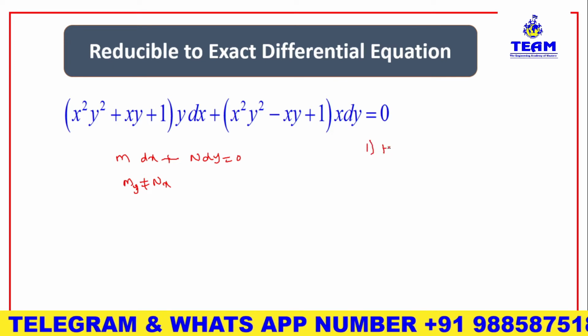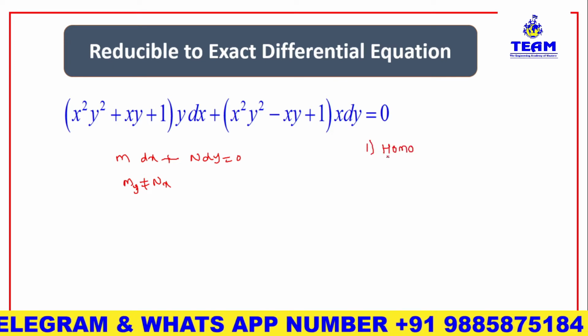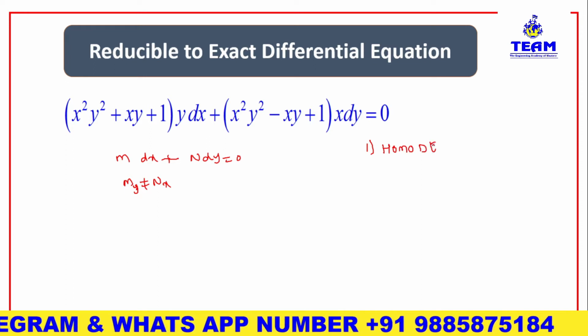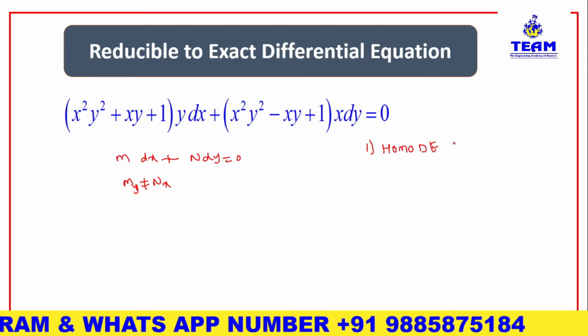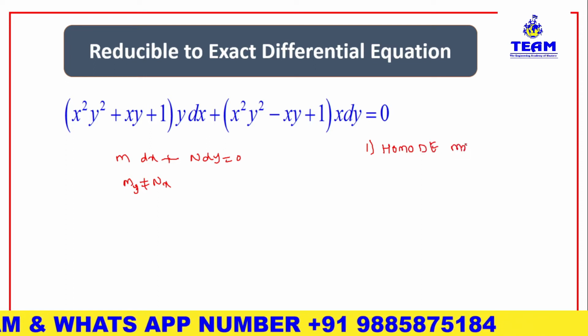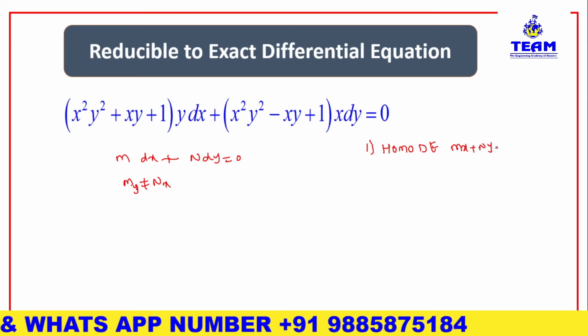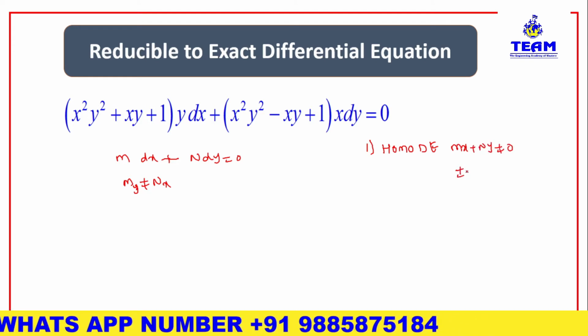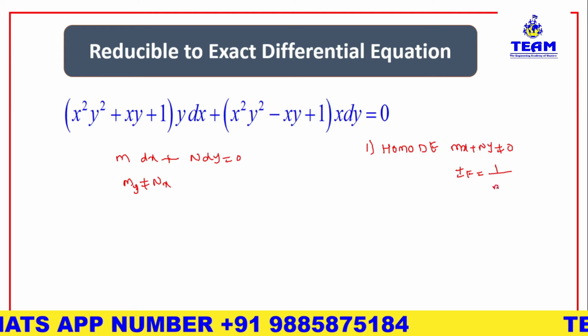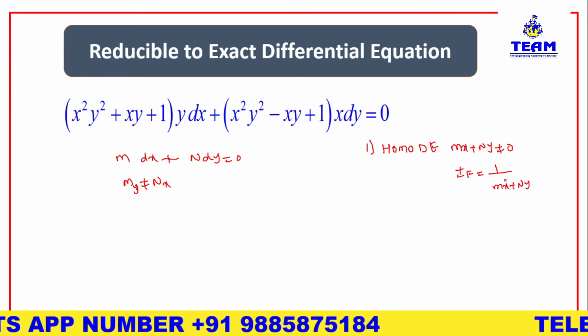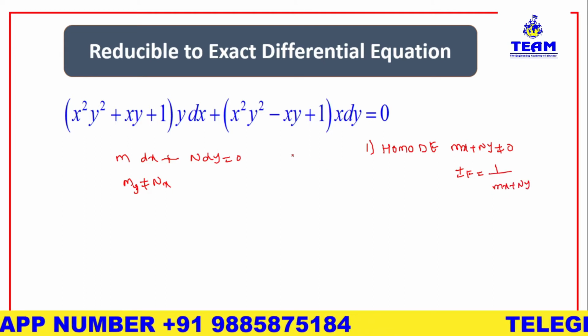What are the methods we have to find the integrating factor? First method, friends, you have to find whether the given differential equation is a homogeneous differential equation or not. If it is homogeneous, then what you have to do? You have to verify Mx plus Ny not equal to 0. Then in this case, the integrating factor is 1 by (Mx plus Ny). Now I am verifying whether it is homogeneous or not.